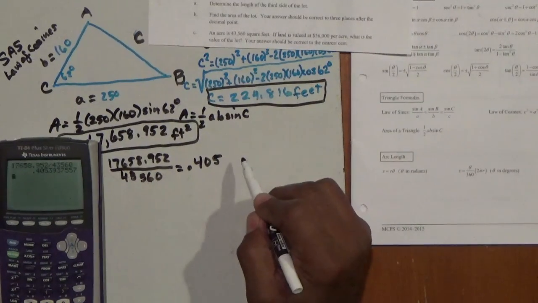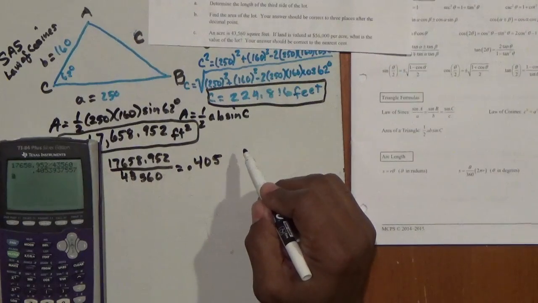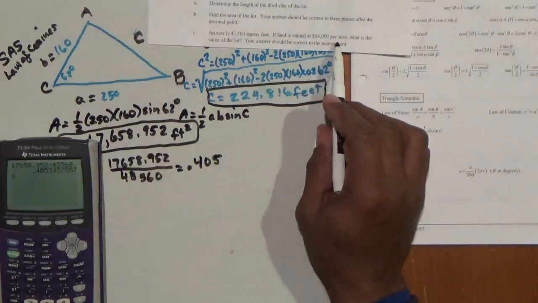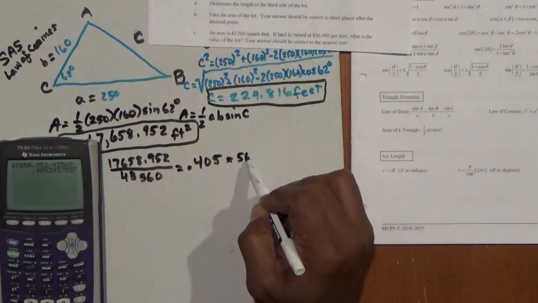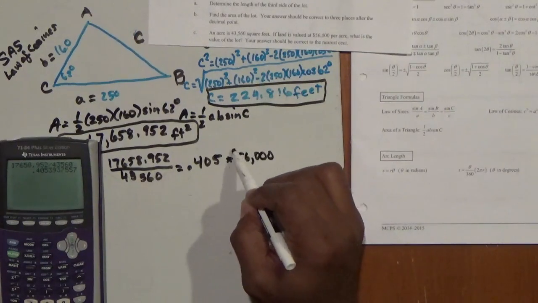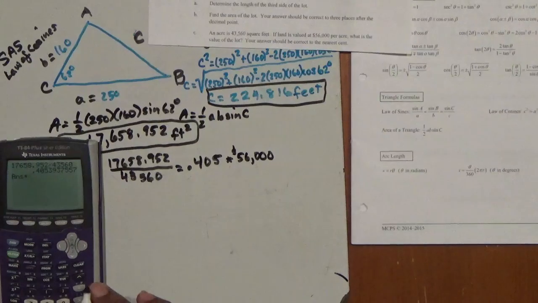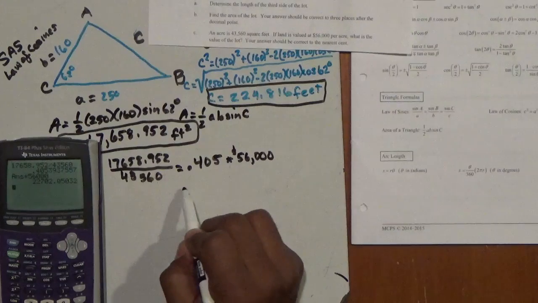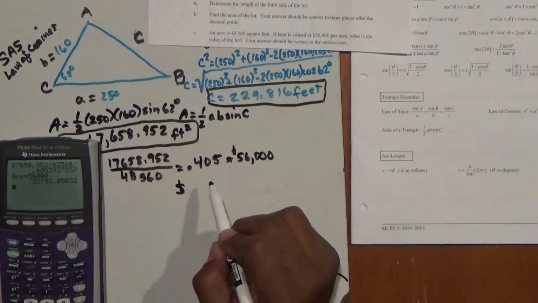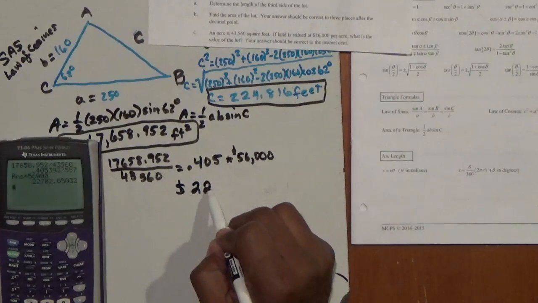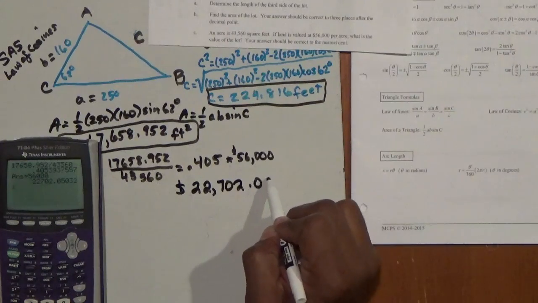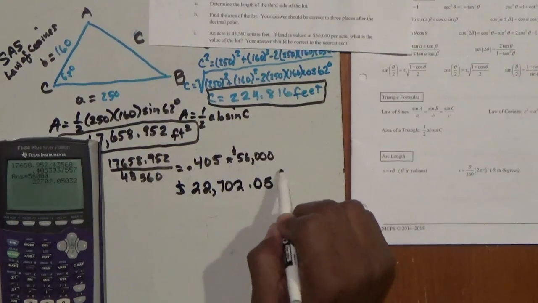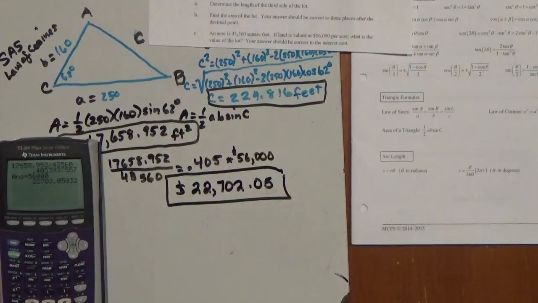If the land is valued at $56,000 per acre, we want to take that value and multiply it by $56,000. That tells us that the land is worth $22,702.05, is what I get. You can check that answer. I'm pretty sure that's right.